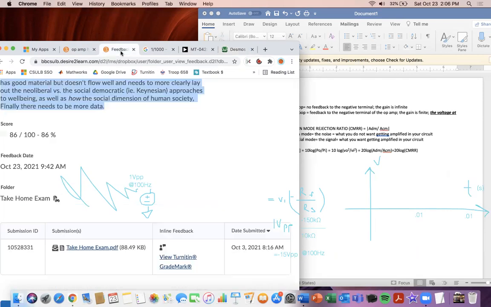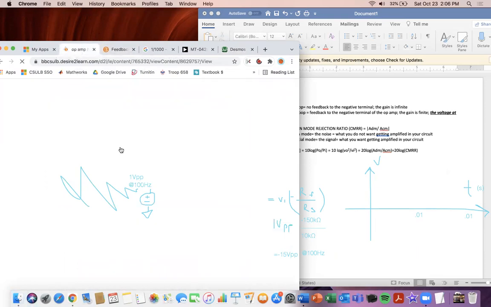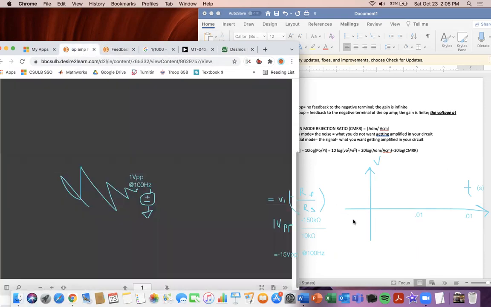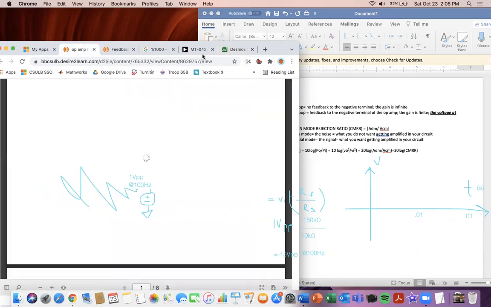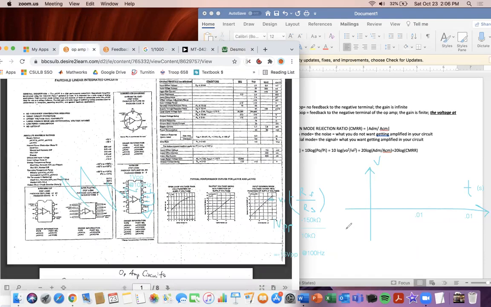And going over here, I know that now. Oh, oops, sorry. And now I can graph this since I know it's 1 volt peak to peak. So that's going to be half a volt up, and then half a volt down, then half a volt up, and half a volt down. And so this is going to be 0.5, and this is going to be negative 0.5. So 1 volt peak to peak.